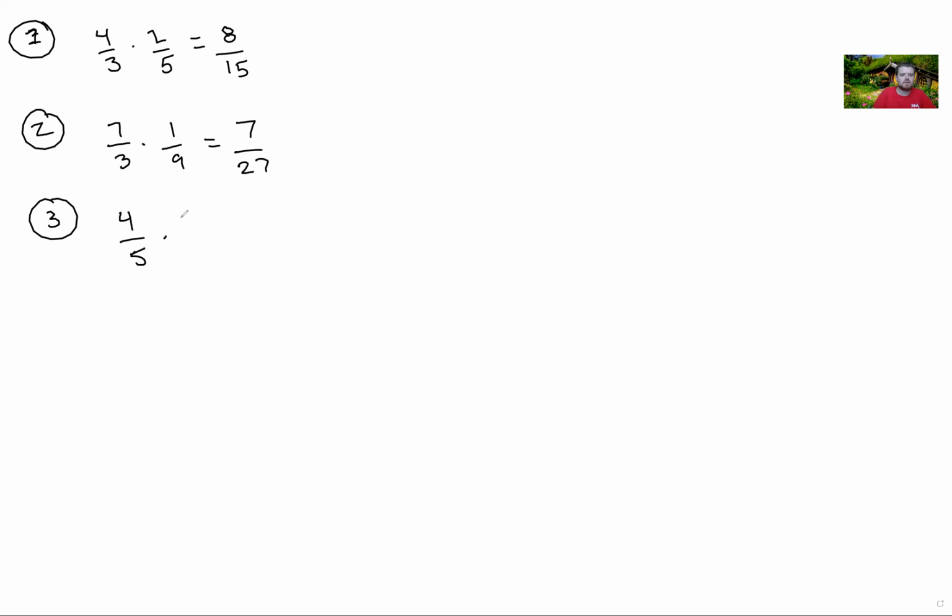Number 3, 4/5 times 7/3. Multiply across. 4 times 7, 5 times 3. Simplify if you can, etc., etc.